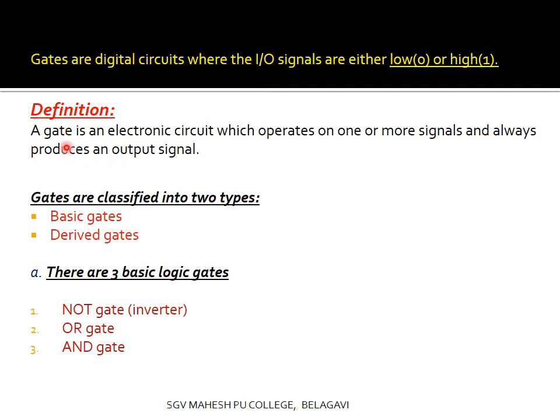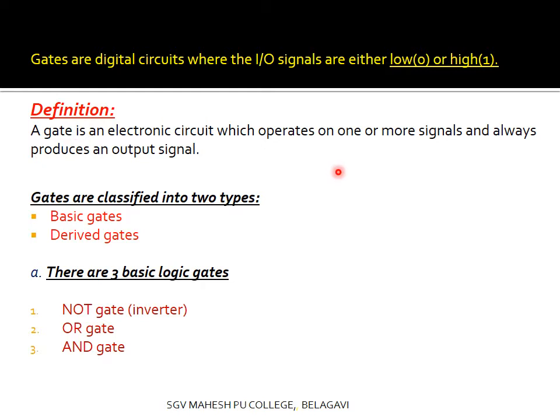Let's see what could be the definition of logic gate. A gate is an electronic circuit which operates on one or more input signals to produce a single output. That becomes the definition of logic gate.